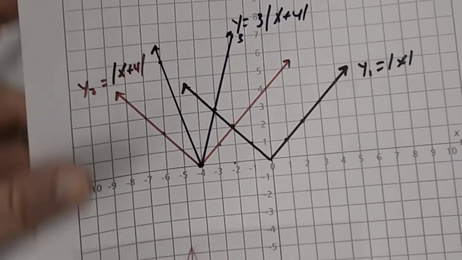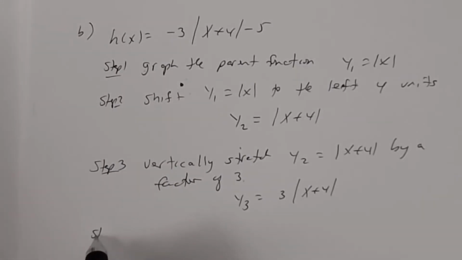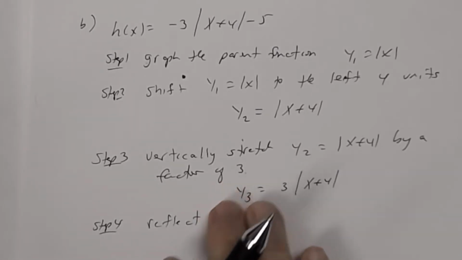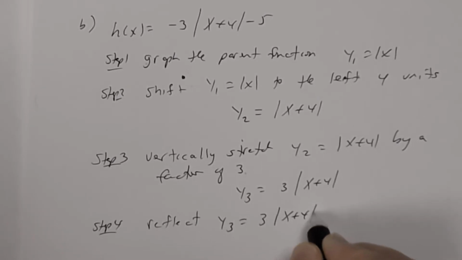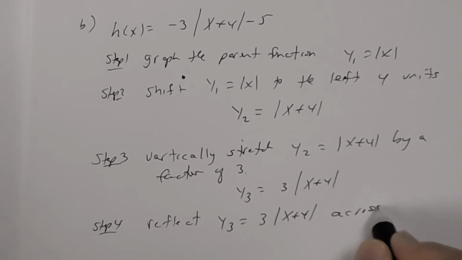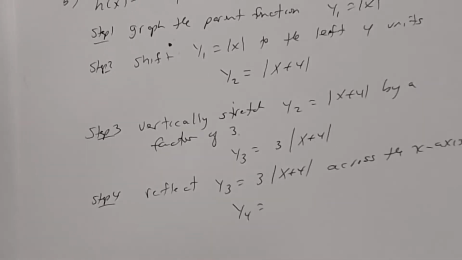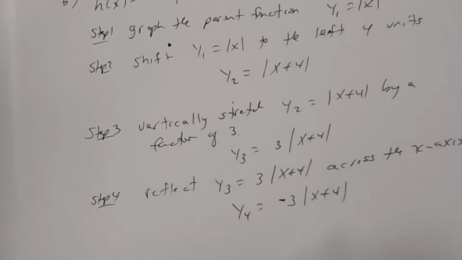Okay, so let's write that down. Remember, you have to write your descriptions. So step 4 is you're going to reflect this right here, y3 equals 3 absolute value of x plus 4, across the x-axis. When I do that, I'm going to get a new graph that we're going to call y4, and it will be this one. The negative is a reflection across the x-axis.